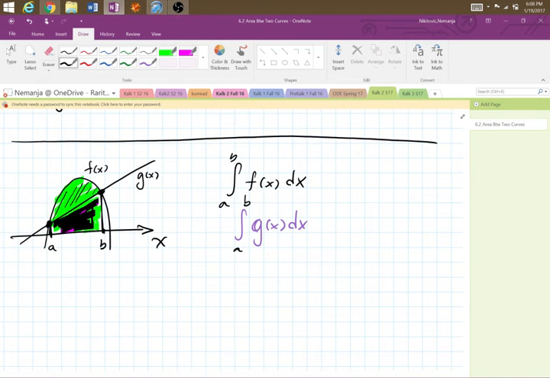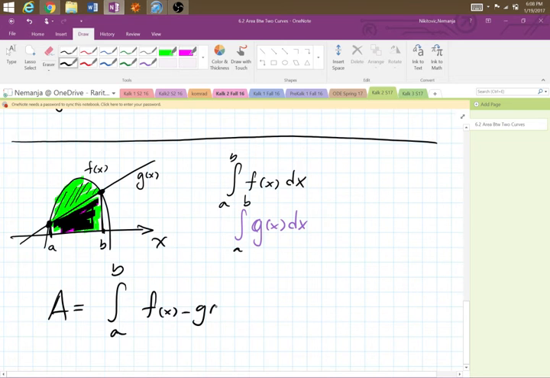So what is the formula for area between two curves? It's going to be the integral from a to b of f of x minus g of x, in parentheses, dx. Top minus bottom. Top function minus bottom function. That's what it is.